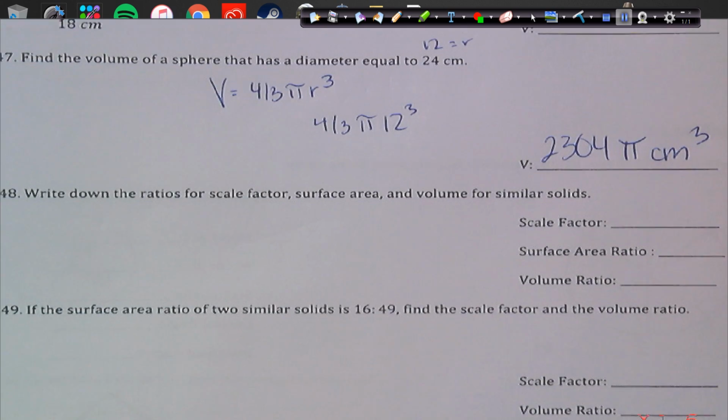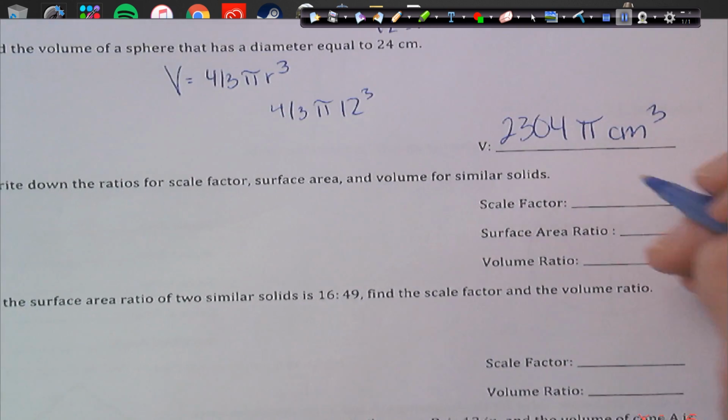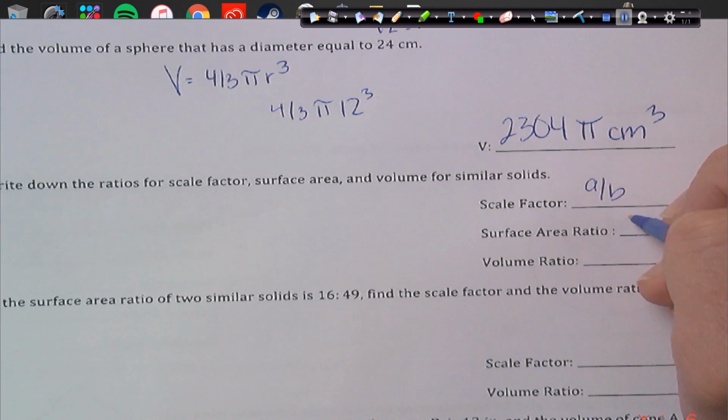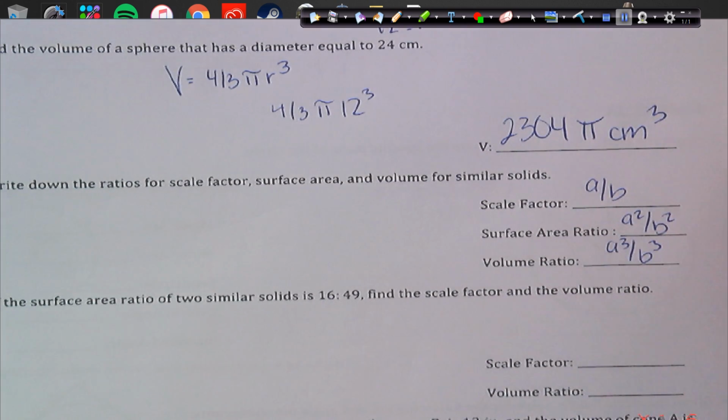Alright, and last but not least, write down the scale ratios for scale factors, surface area, and volume. So a to b, a squared to b squared, a cubed to b cubed. Just like that.